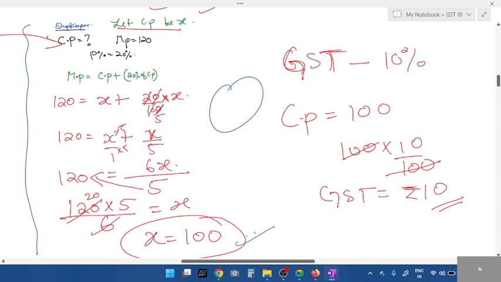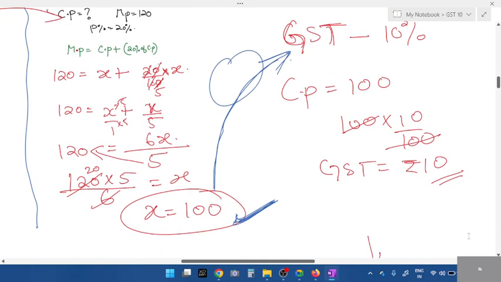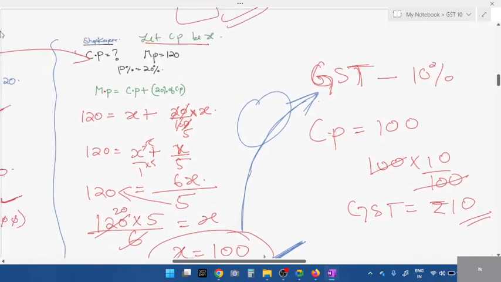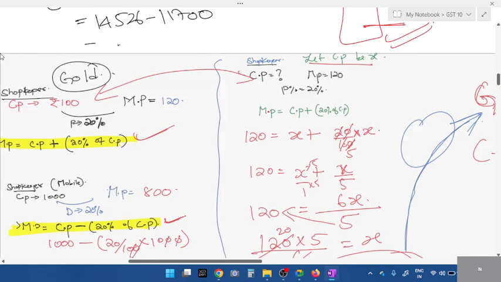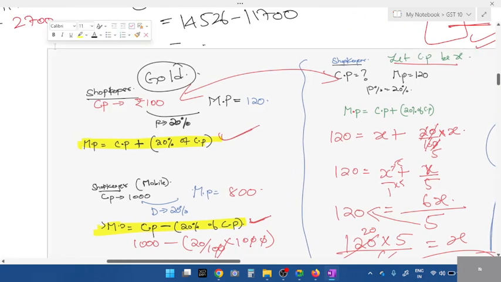The reason is they have asked us to find cost price here, not mark price. On cost price, you have to apply GST. Remember, on cost price, you apply GST. Any doubts in this? All of you have understood? That's all, students. Done? Okay.